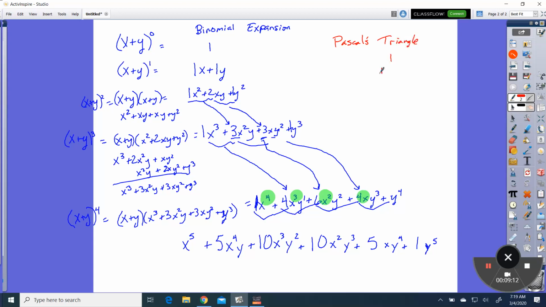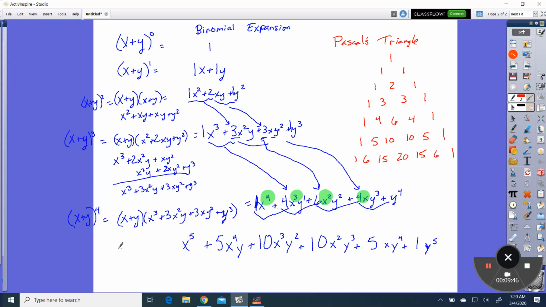So it starts with a 1, then 1, 1, then 1, 2, 1, 1, 3, 3, 1. Now the row that we just did with the fourths: 1, 4, 6, 4, 1, then 1, 5, 10, 10, 5, 1, then 1, 6, 15, 20, 15, 6, 1. So Pascal's triangle actually generates the coefficients for the row that you're after.